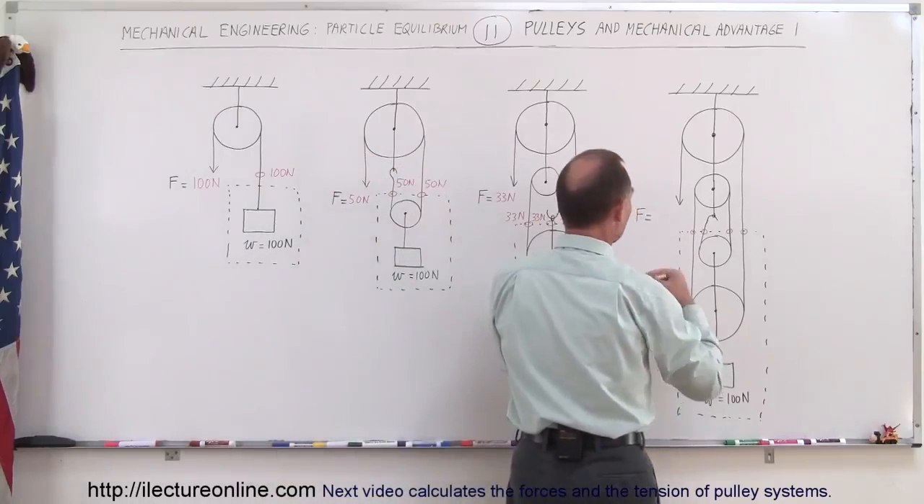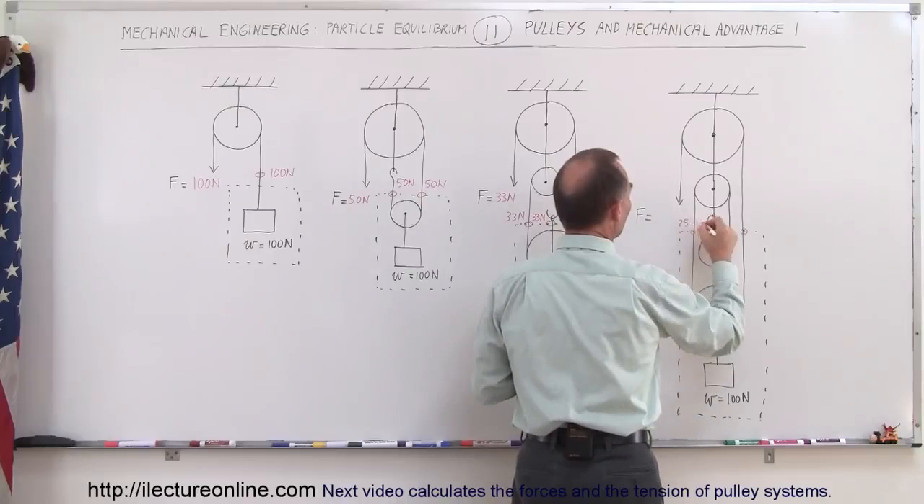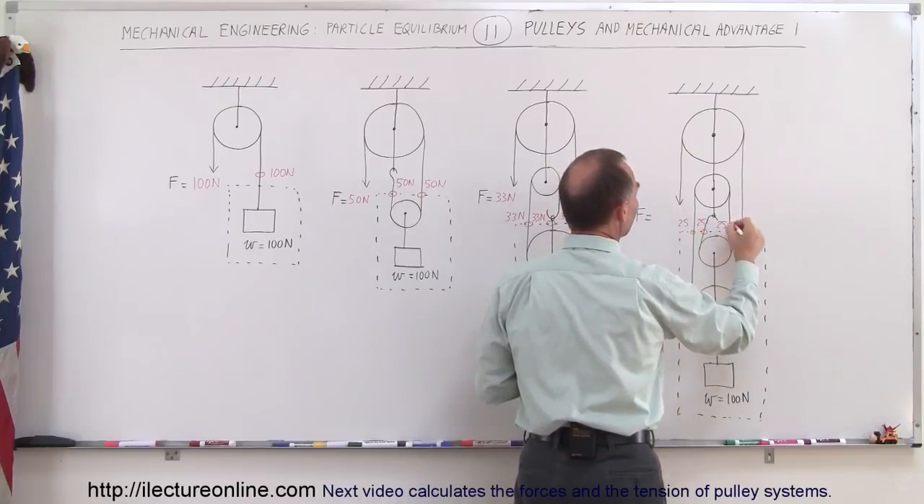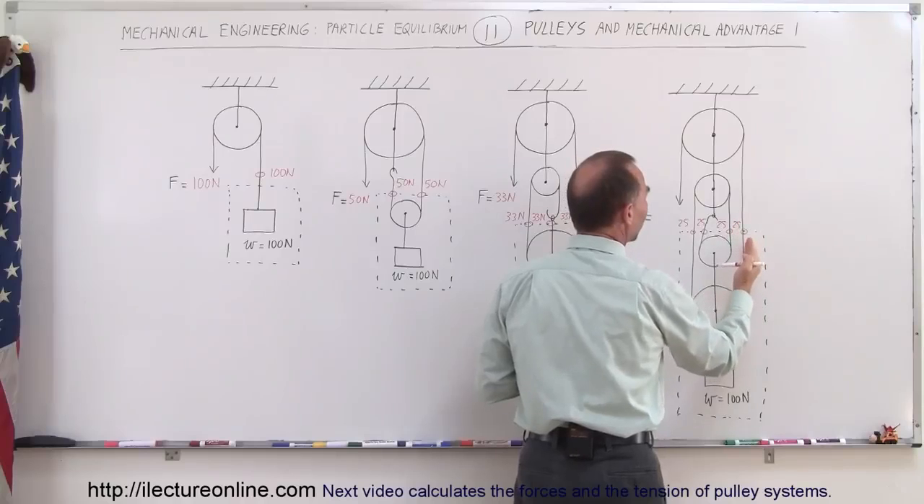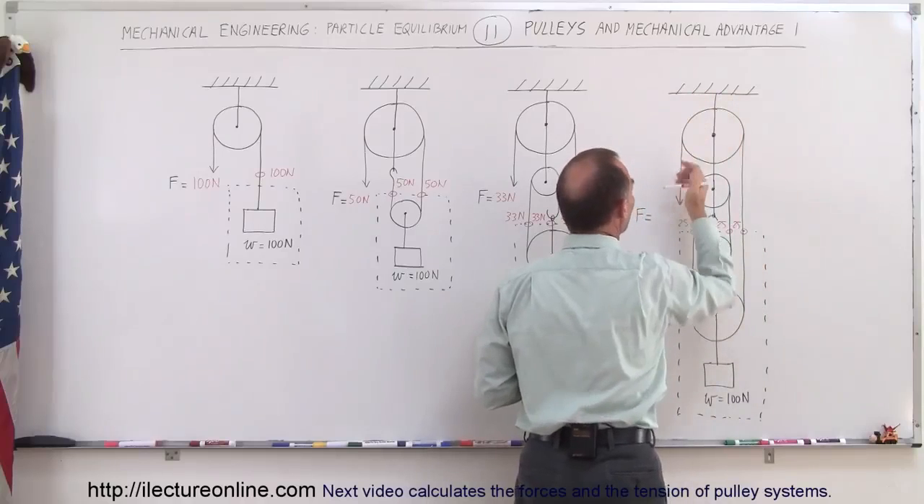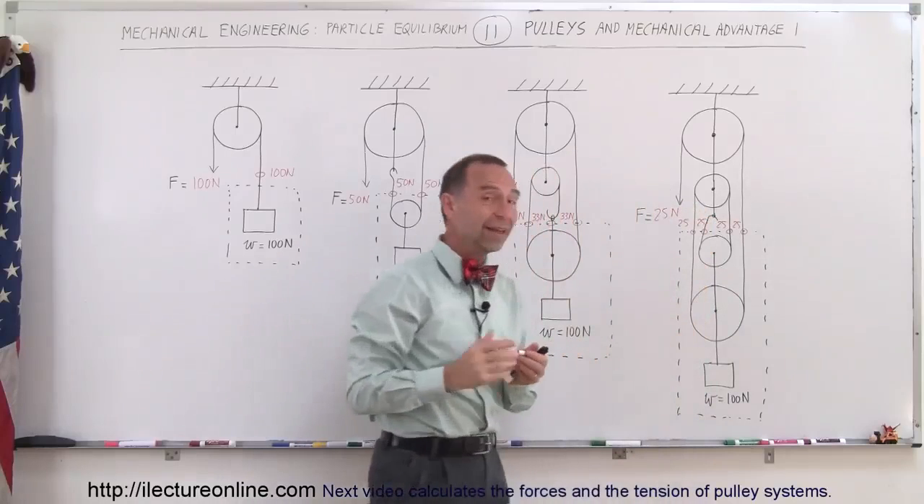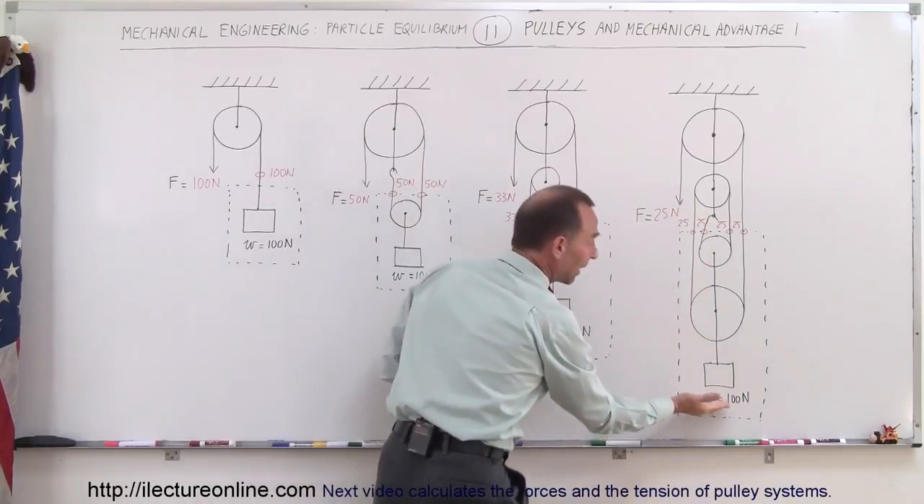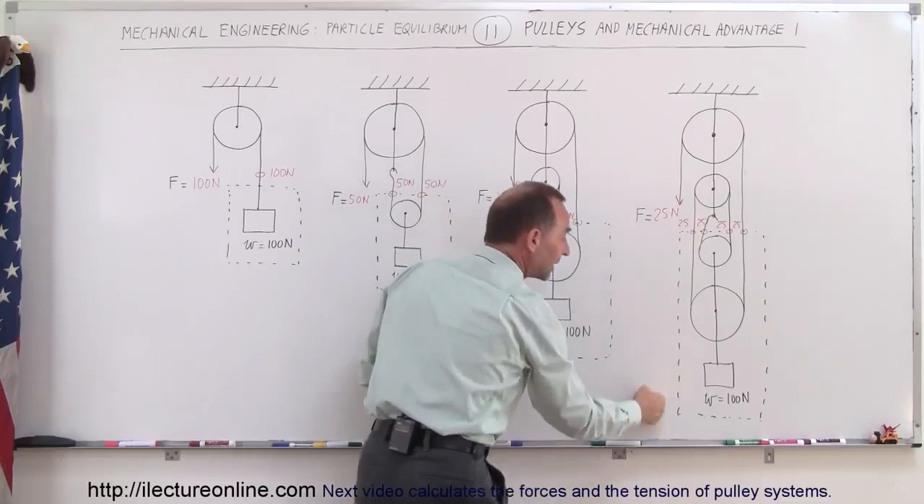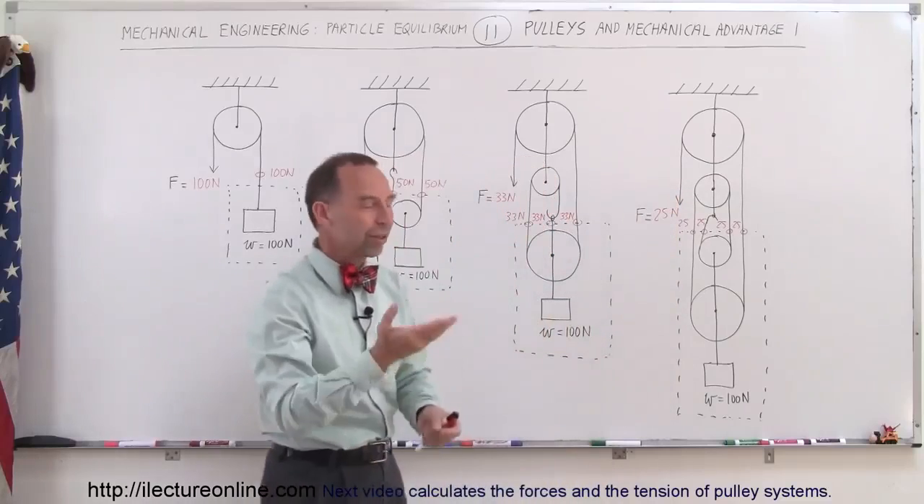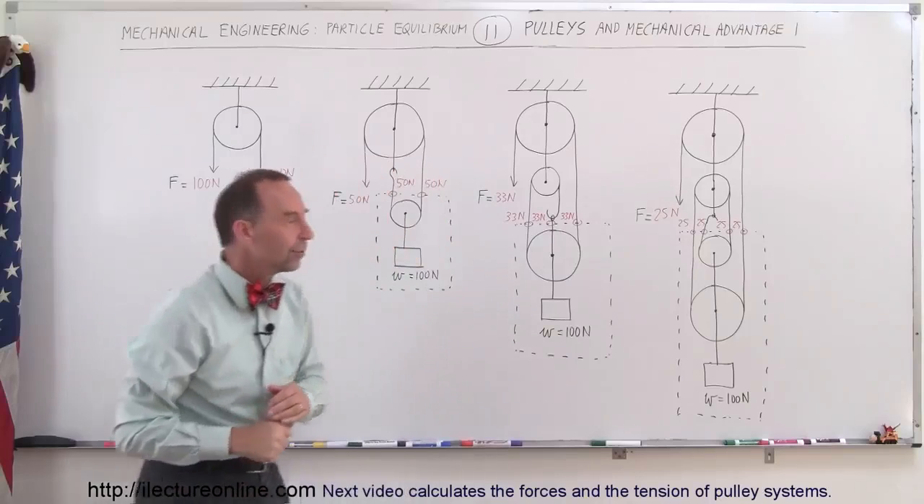So this one here is 25 newtons, 25 newtons, 25 newtons, 25 newtons, and of course the tension here must be the same as the tension over there, so the force here must also be 25 newtons, which means that if you want to lift up this weight by 1 meter, you have to pull down here a distance of 4 meters to lift the weight up 1 meter into the air.